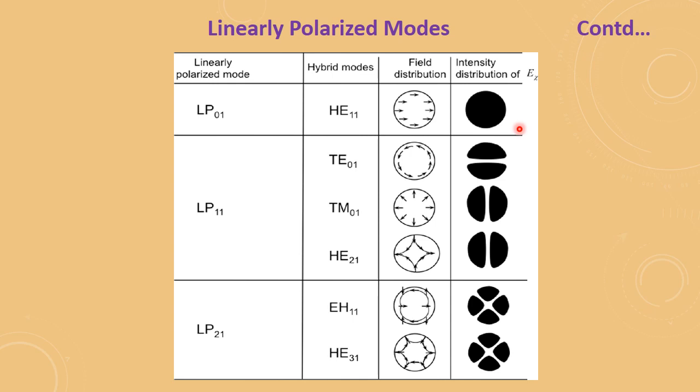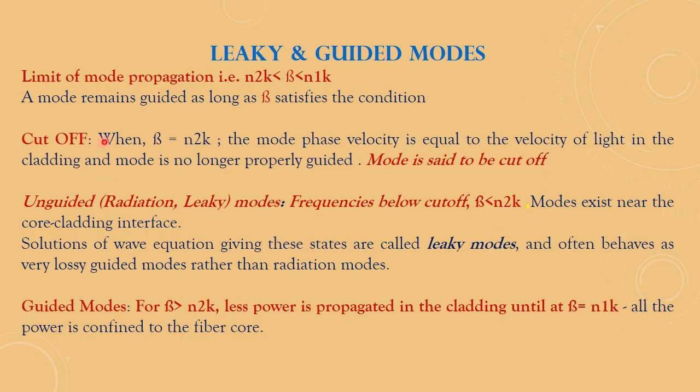And one more thing is we will be considering that light is propagating only in the Z direction. So the last column, which gives the intensity distribution, we can see in the laboratory also, for the single mode as well as for the multimode. And next comes leaky and guided modes. So we are going to see what the difference is between leaky and guided modes.